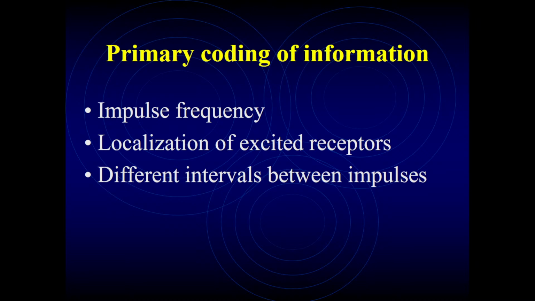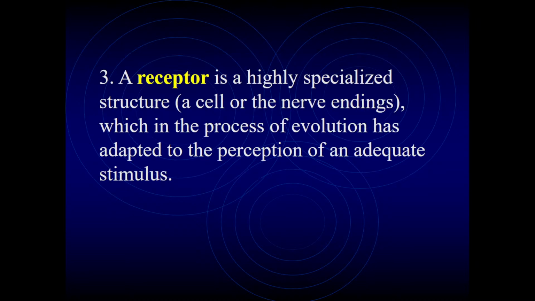Peripheral part of analyzers is receptor. What is receptor? A receptor is a highly specialized structure. It can be a specialized cell, or the nerve endings, which in the process of evolution has adapted to the perception of an adequate stimulus.